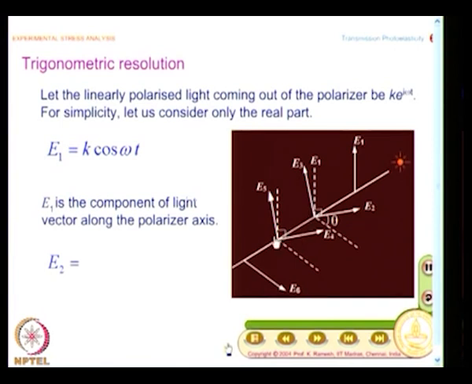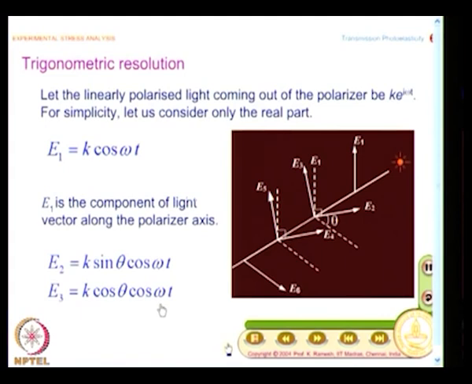What you have is, when it hits the model, the model is loaded. So, for one incident light you will have 2 refracted beams. Because of this orientation, this is 90 minus theta here. So, I will have a component that will pass through E2 and another component that will pass through E3. Essentially the amplitude will change. So, I have E2 as k sin theta cos omega t and E3 as k cos theta cos omega t.